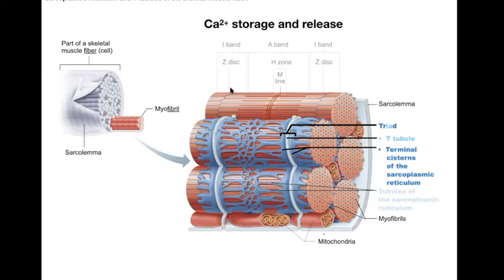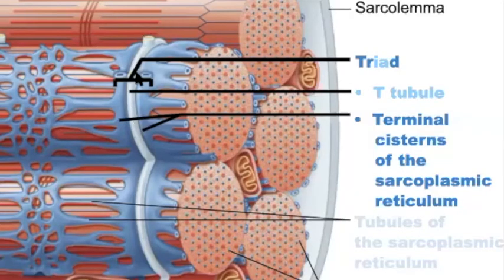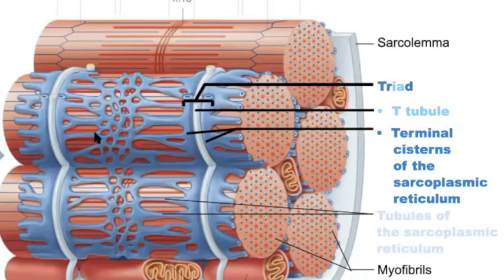So what you see is the sarcomere over here. Then you see kind of bookending the sarcomere here are these light blue things called the T-tubules. And then on either end of the T-tubule is the portion of the sarcoplasmic reticulum called the terminal cisterns, which are going to interact with these T-tubules. Okay. So your sarcoplasmic reticulum is where the calcium is stored, right?